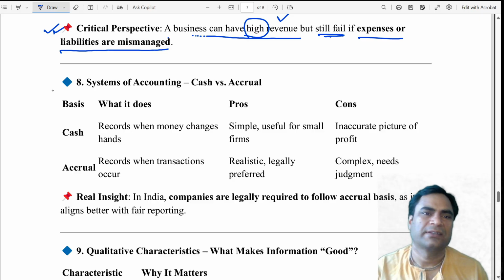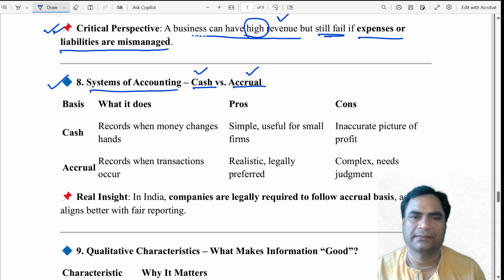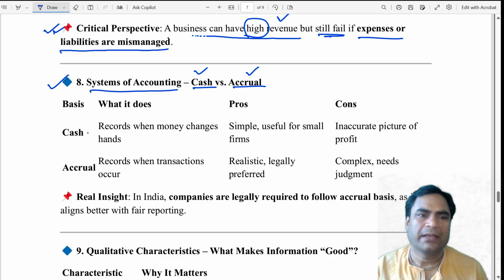Good. So the next topic is systems of accounting. Actually, there are two systems: cash system of accounting and accrual system of accounting. What is cash system of accounting? Cash system only records when money changes hands.